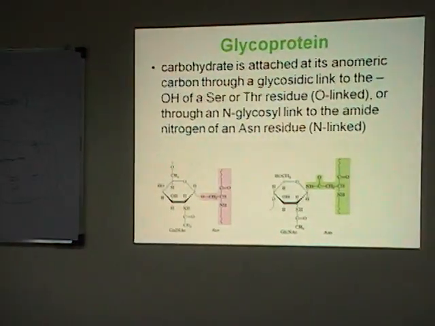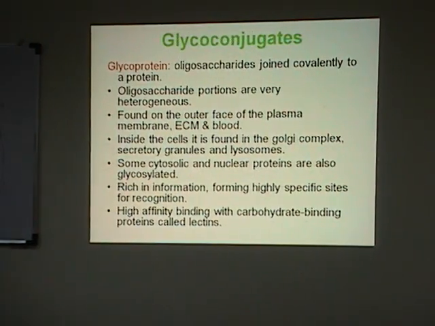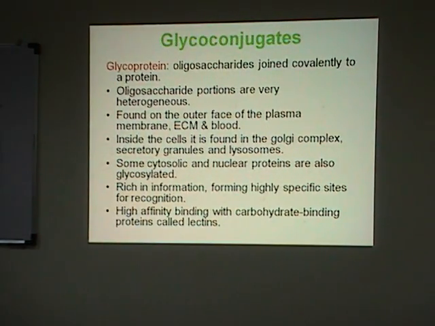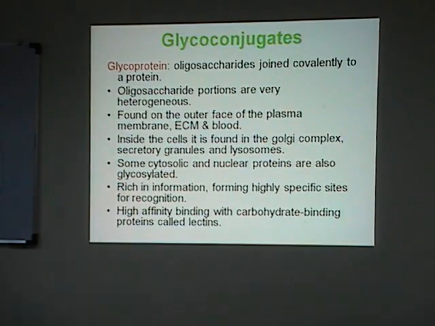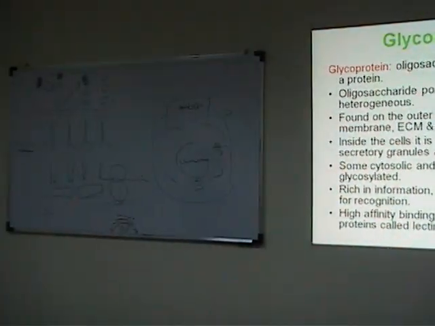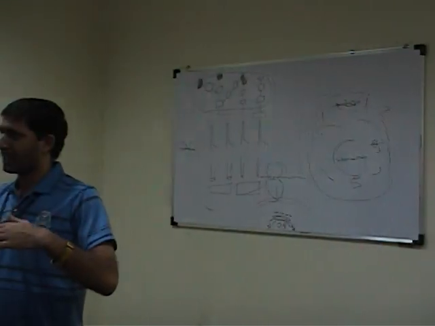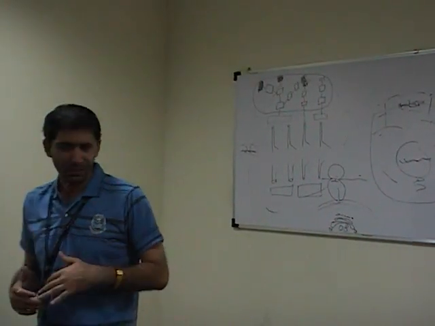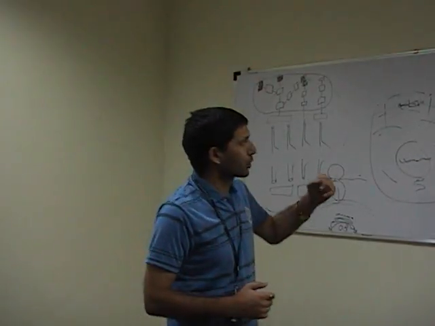Let me describe this thing. Glycoproteins: oligosaccharides joined covalently to a protein. Particularly carbohydrate is attached with the protein. The oligosaccharide portions are very heterogeneous. Actually, as I mentioned, when 2 to 20 monosaccharides are bound together with glycosidic bonds, they are oligosaccharides. And there can be some modification, either N-acetyl or sulfatation. So the heterogeneity is due to that.